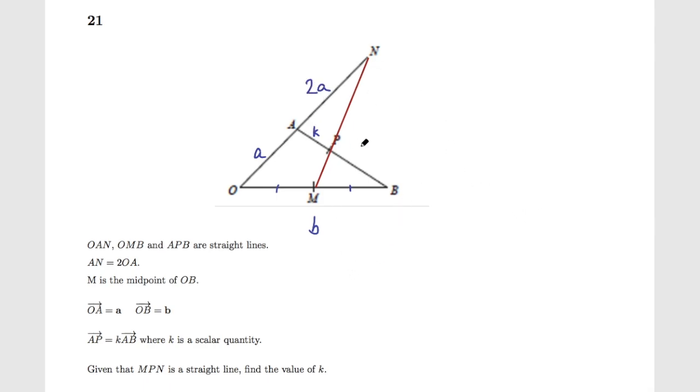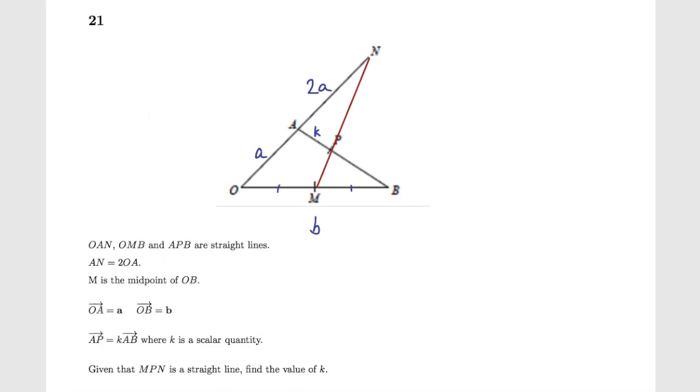And we need to find K. So where to start with this problem? You're given a number of relationships. You're told that AP is related to AB. You're told that OA is related to AN. But it's hard to see how they fit together. However, there are two relationships that you need to use. It is the vectors related to this straight line.